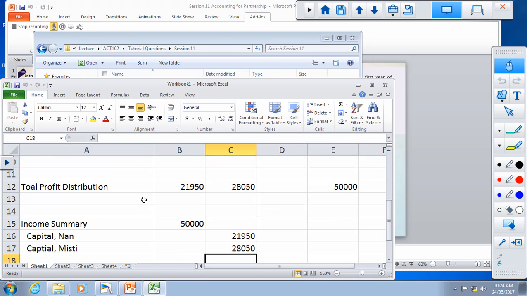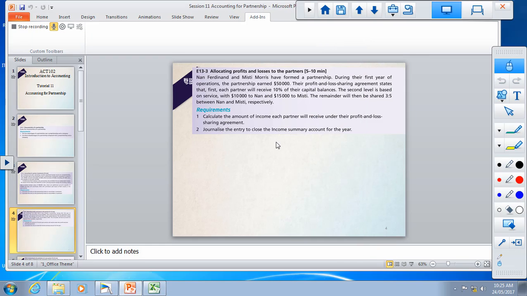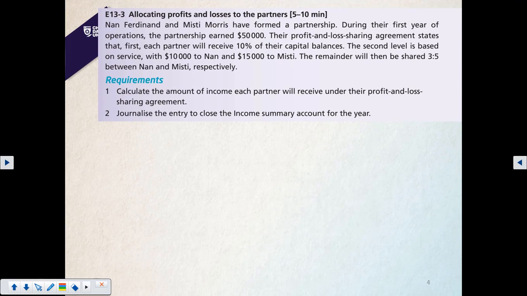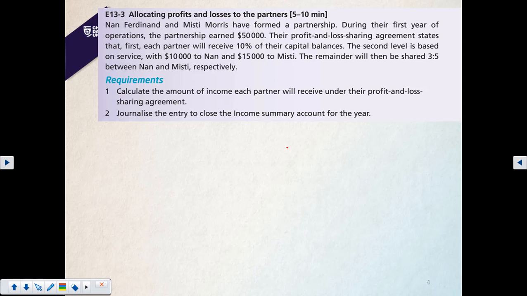So the total profit distribution is going to be, have you got this one? 21,950 and then 28,050. Is that okay? All good? Very good. Anyone else who did not get this answer in the back? Or you want me to solve it here? No? Yes? Okay, we do it here.